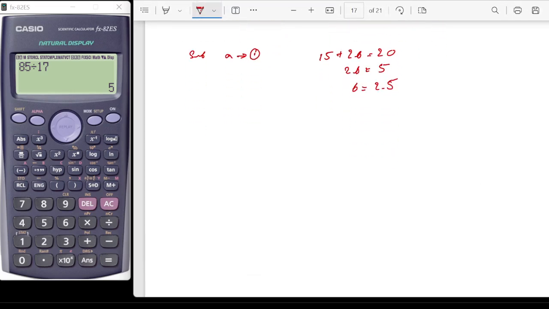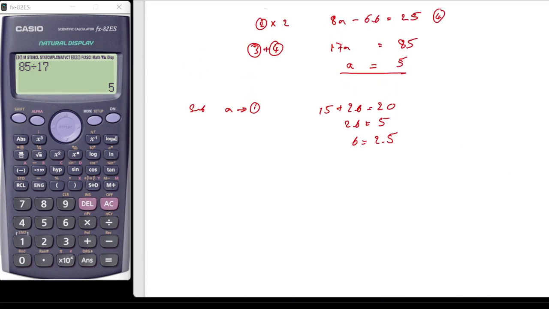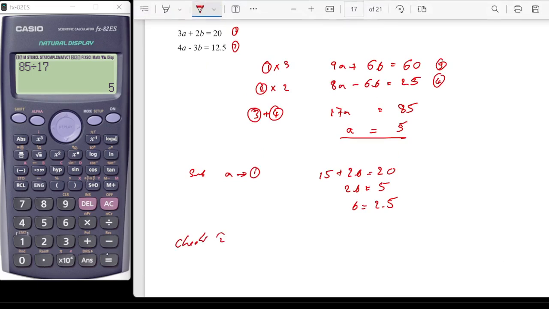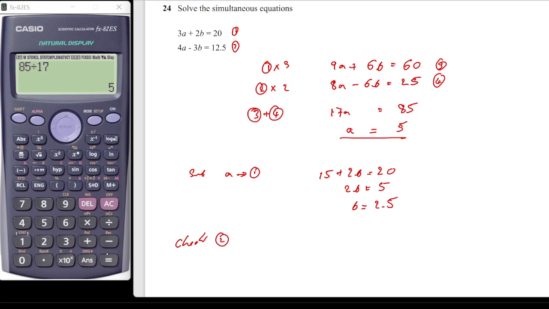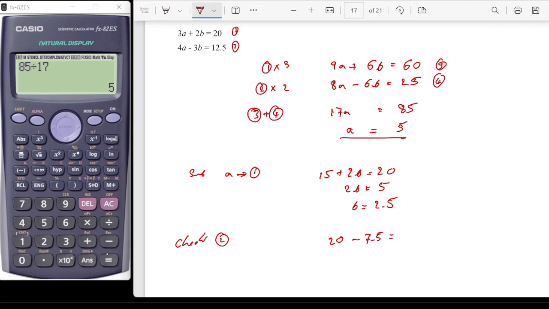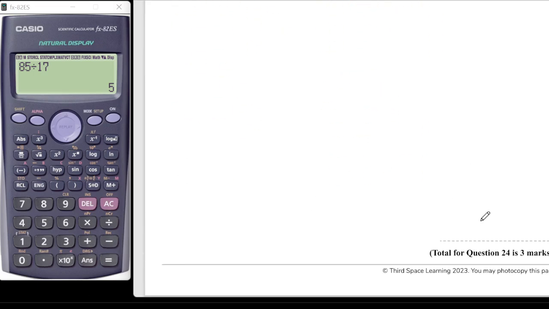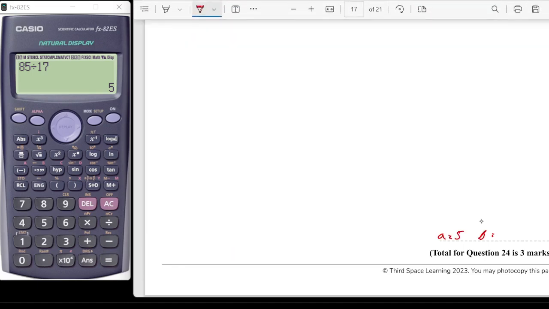And I'm going to finish off with a quick check. This is worth 3 marks, so spending 30 seconds doing a check is well worth it. So I'm going to check with the equation that I didn't use there, so equation 2. So 4 lots of a becomes 4 times 5, that would be 20. Minus 3 lots of b, so minus 7.5. That would be equal to 12.5, and we want it to be 12.5, so I know that I've got that right. So a is equal to 5 and b is equal to 2.5.